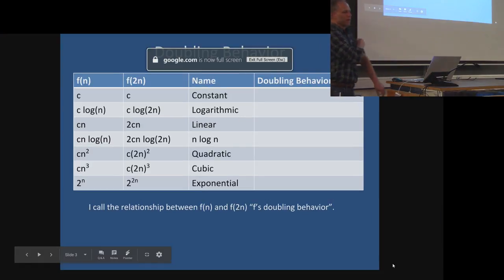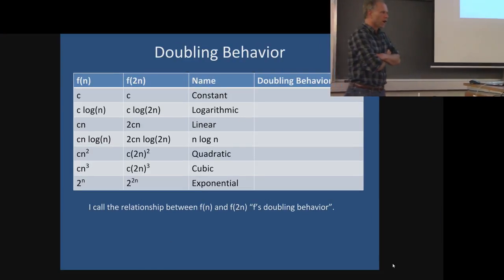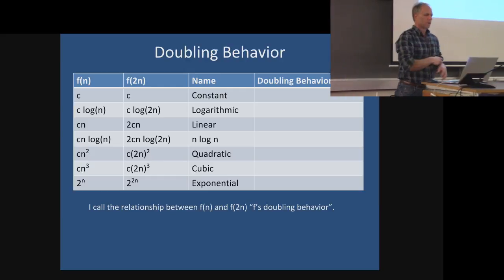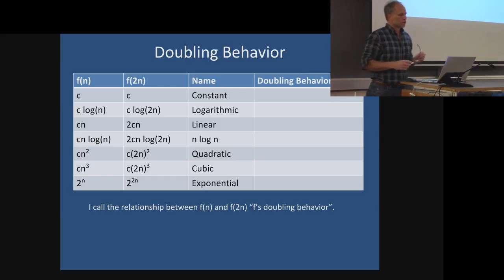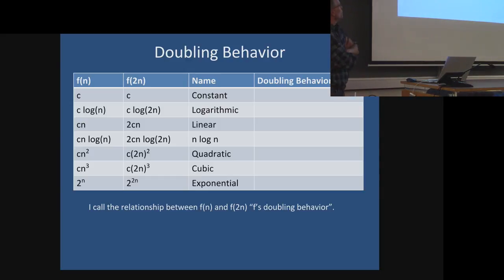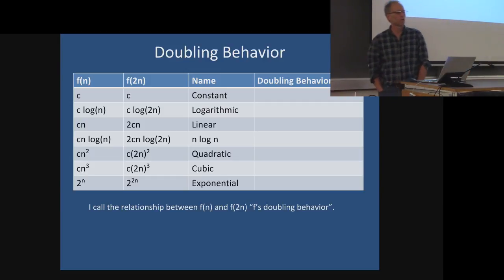This is what I call doubling behavior. When you double the size of the problem, how do you expect the running time to change? So let's just go through this. Suppose you have an algorithm that runs in constant time. It takes some amount of time for n elements, and then you time it on 2n elements. What are we going to observe in the time? Right, it's going to be the same, it's constant.